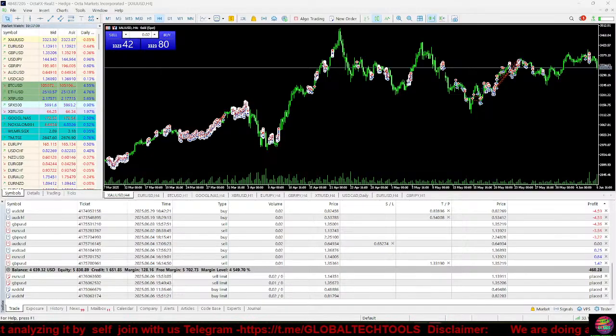It is every round number. You don't want to have a bunch of random numbers. You want to keep everything very clean, very straight to the point. So now that we understand round psychological level, the next subject is going to be the Japanese candlesticks.